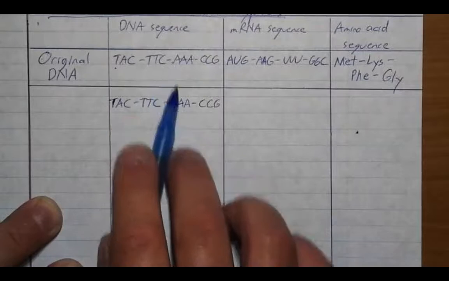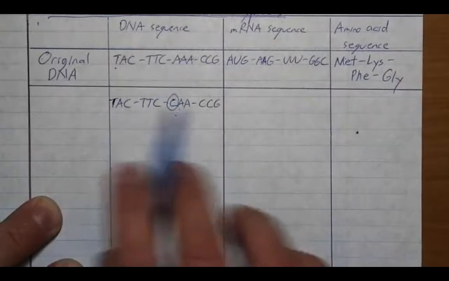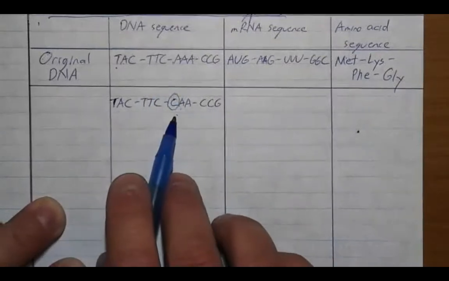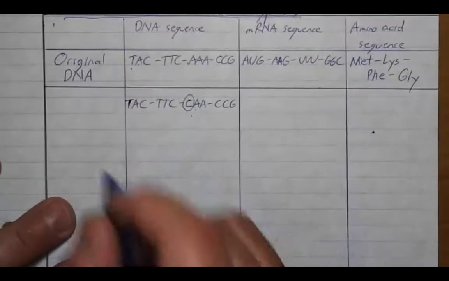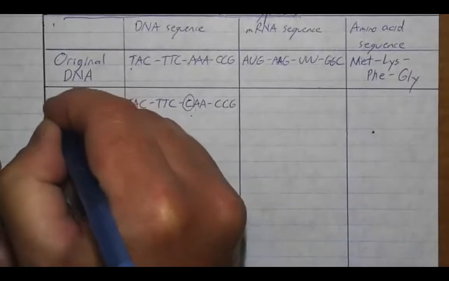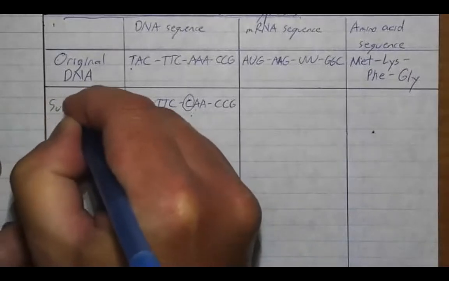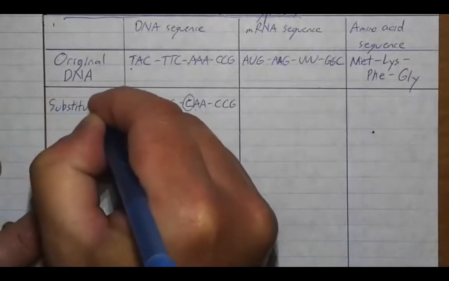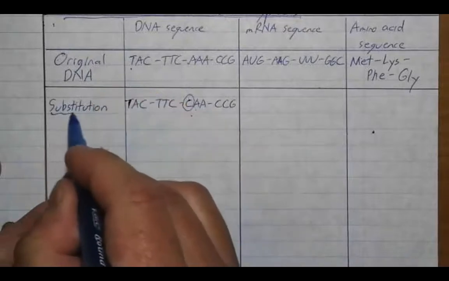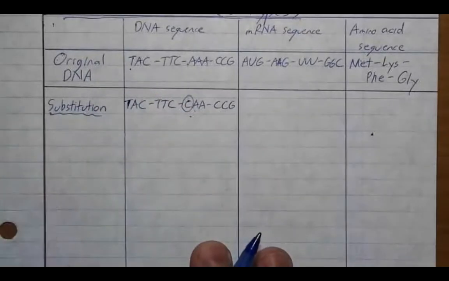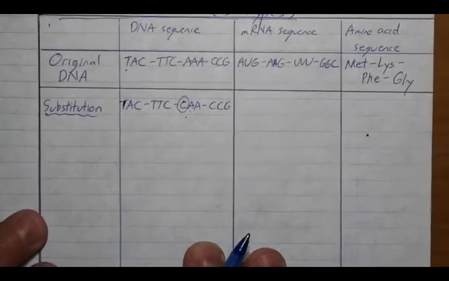Okay, what happens when you change one of the letters, but everything else stays the same? We call that a mutation called a substitution. Think of it like in a basketball game when you take somebody out and the next person comes in, that's called a sub or a substitution. You're substituting one player for another.